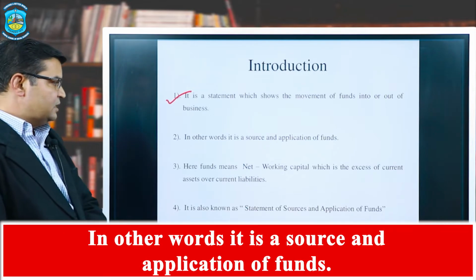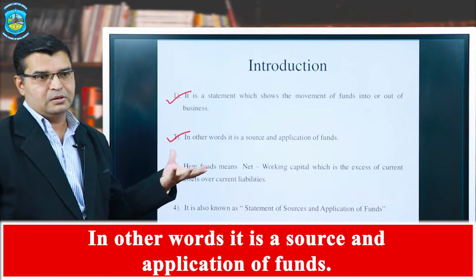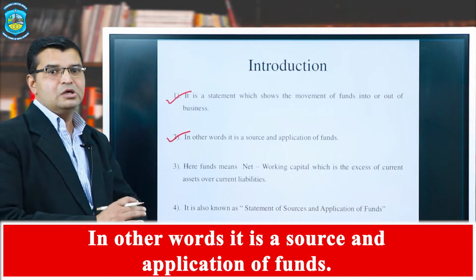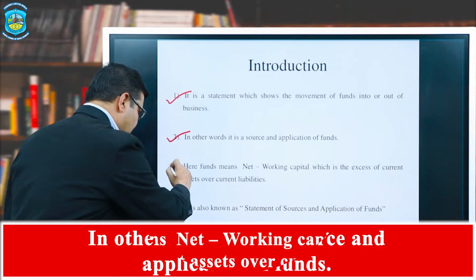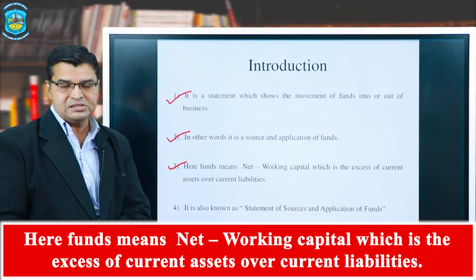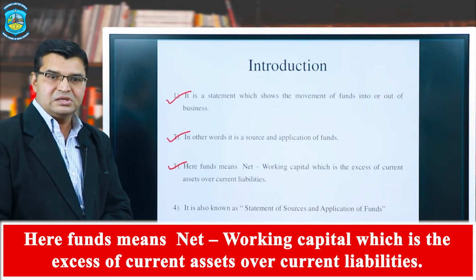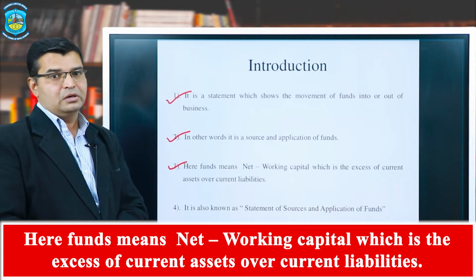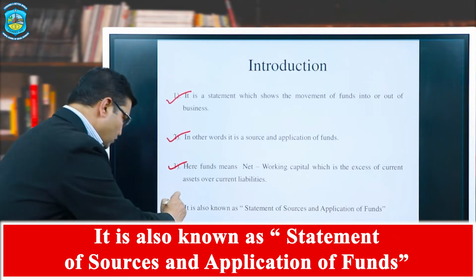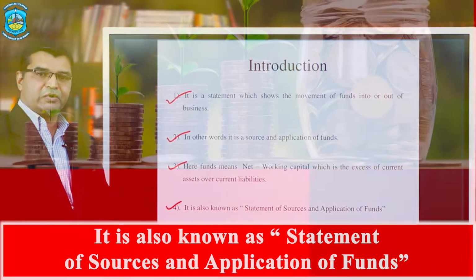Second, in other words, it is a source and application of funds. It means there are two parts of this funds flow statement. One is called sources and the other is called uses. Then third, here funds means net working capital, which is the excess of current assets over current liabilities. Working capital is always used to pay day-to-day expenses of our business, and it is also the difference or excess of current assets over current liabilities. Fourth point is, it is also known as statement of sources and application of funds.